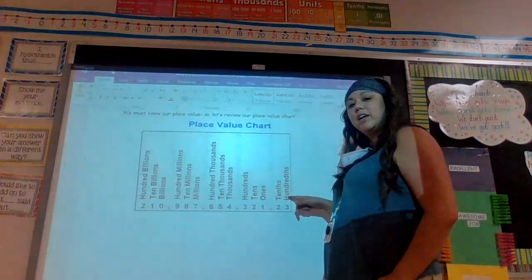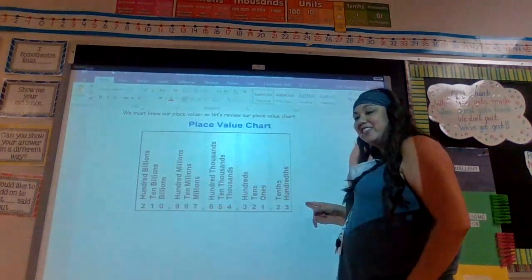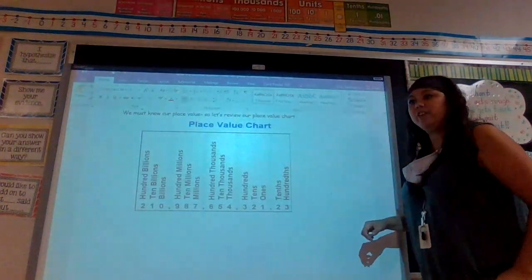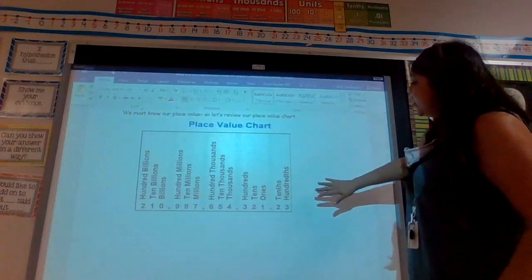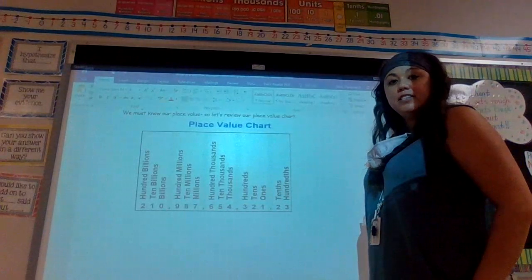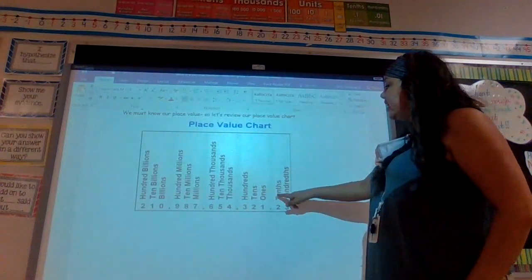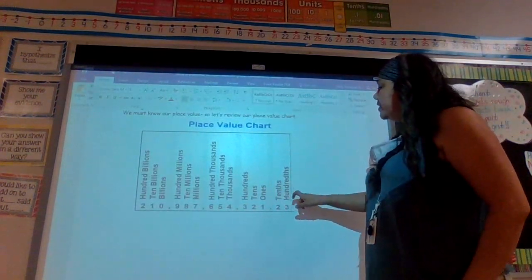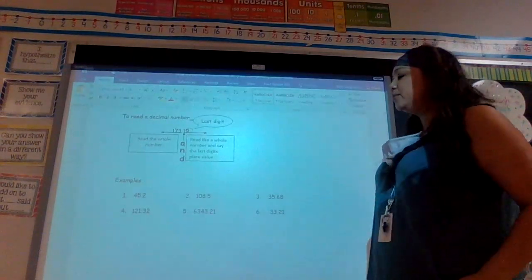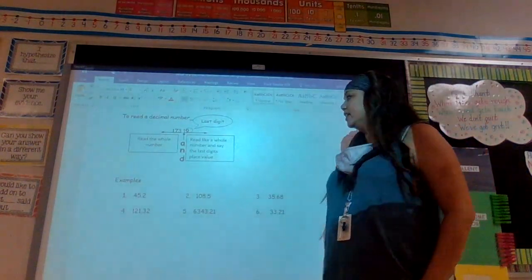What do you think is going to come next? Thousandths, ten thousandths. Look, we even taught you a few more than what you need to know. Anyways, it's really important that during this next lesson, we're really hitting that, and that you add these two places to your vocabulary. We're going to look into how to read a decimal number and how to write a decimal number.